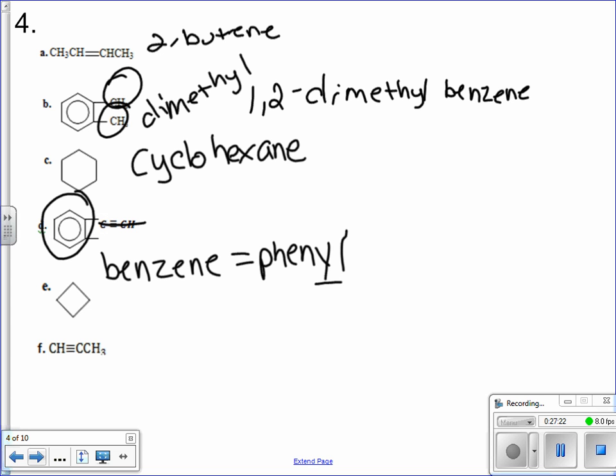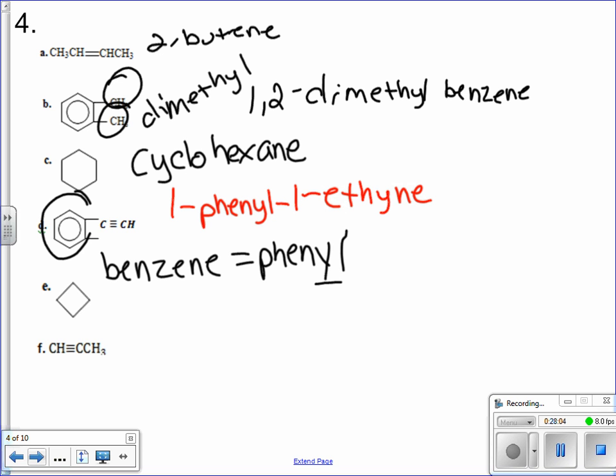We have to name our chain. Our chain has 2 carbon in it. The prefix for 2 is eth. It has a triple bond, so that suffix is YNE. The triple bond is located in between carbon 1 and carbon 2. So that should be 1-ethyne. And then our phenyl is our branch, so we'll list it first. It's located also on carbon 1. So we have 1-phenyl-1-ethyne.